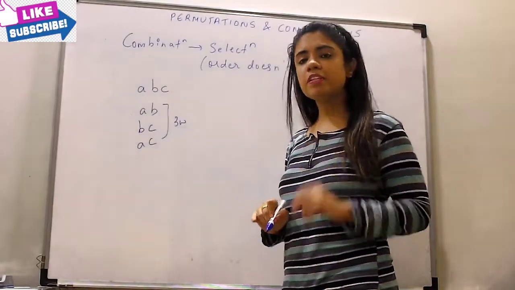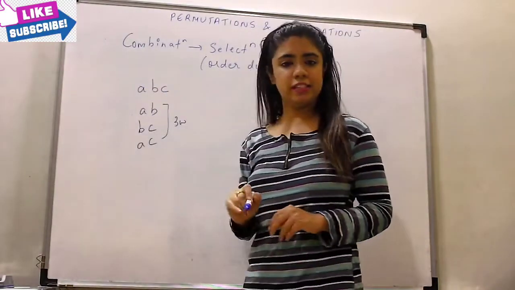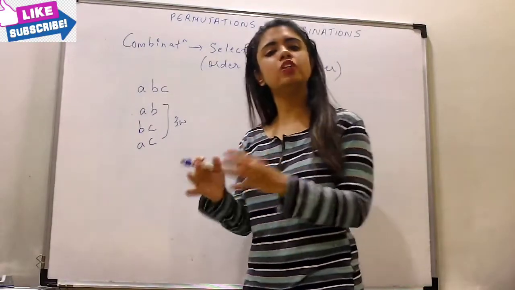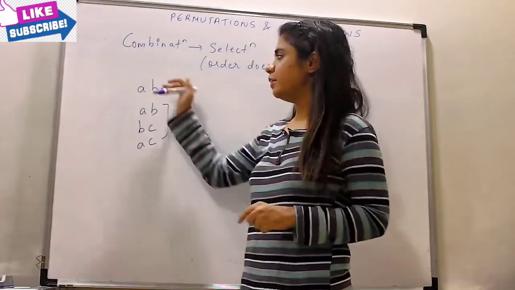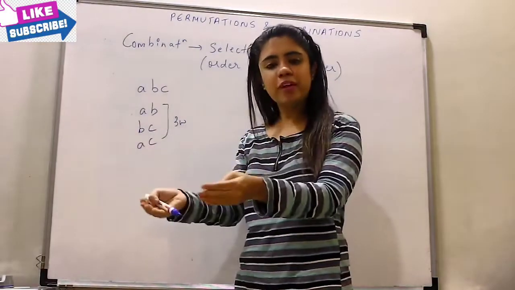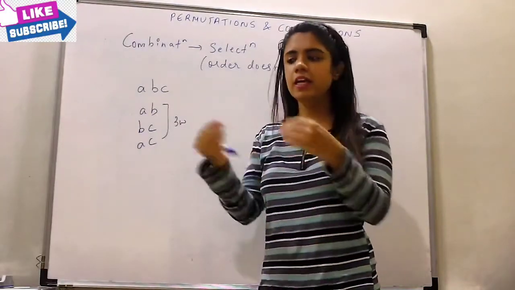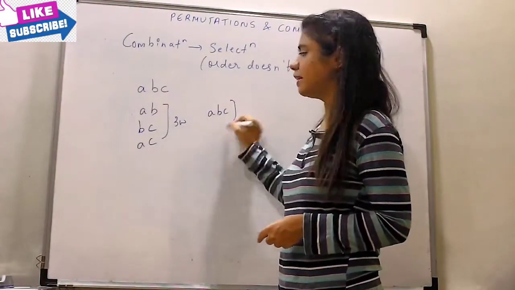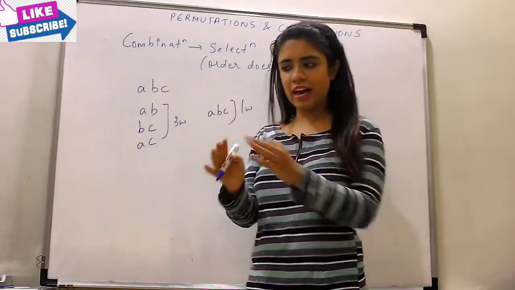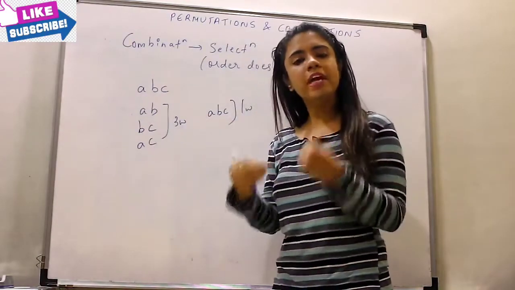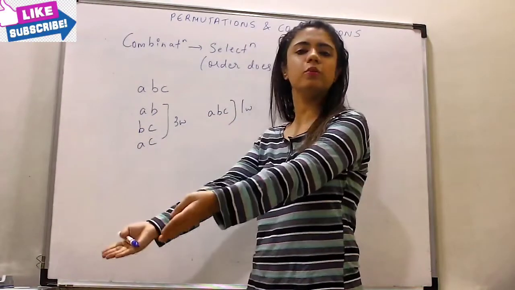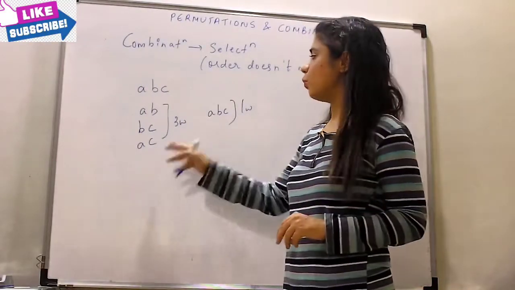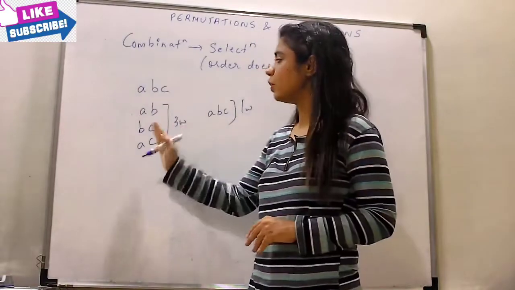Now suppose I tell you I have 3 subjects and I have to select all 3. In how many ways can I select all 3? Now understand, you have only 3 people and you have to make a team of 3 people. You can select it only in one way, that is ABC, because those are the only 3 people available. So I have to select all 3 of them. So there is only one way. This is what combination means.